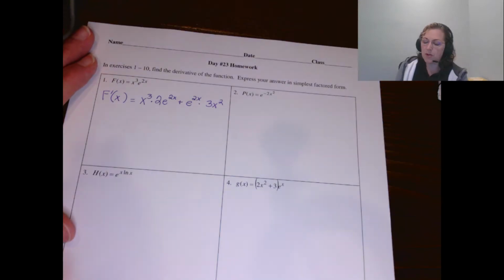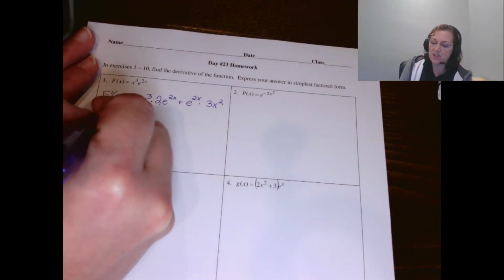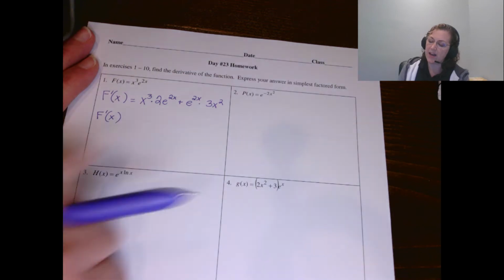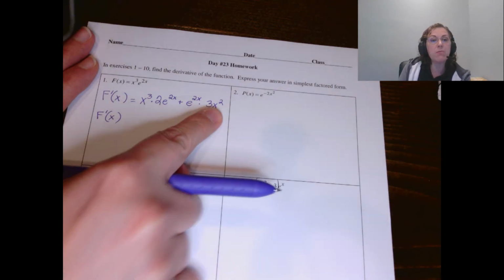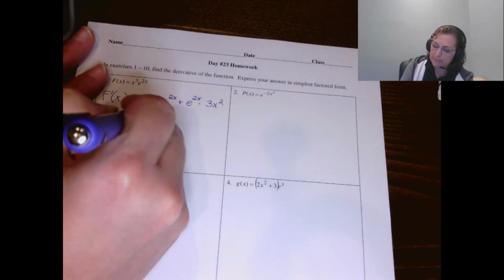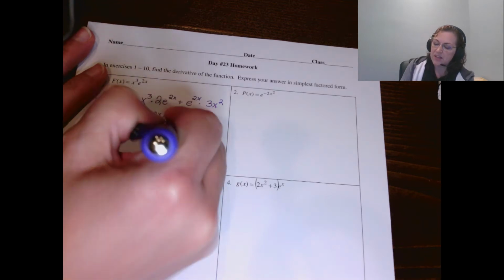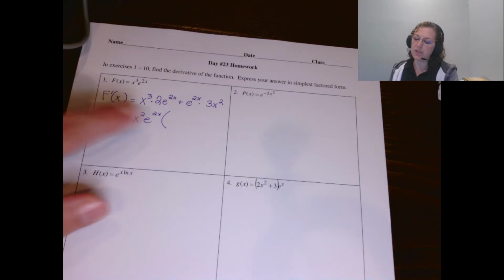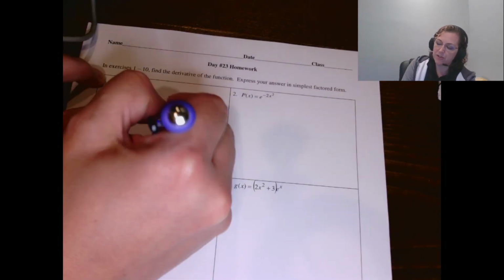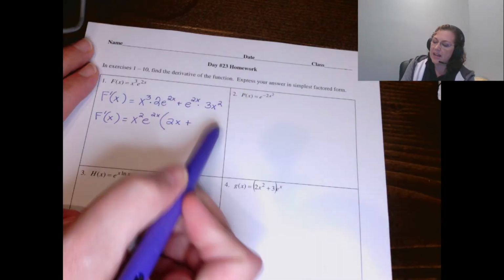So you can do a little bit of cleanup here by factoring out a GCF. It looks like we have an x squared in both of them. We also have an e to the 2x. So we'll put those in front. And then left, we'll have the 2 and the x in the first term. And we'll have the 3 left in the second term.